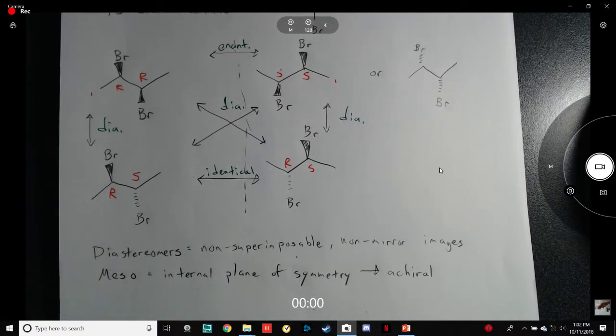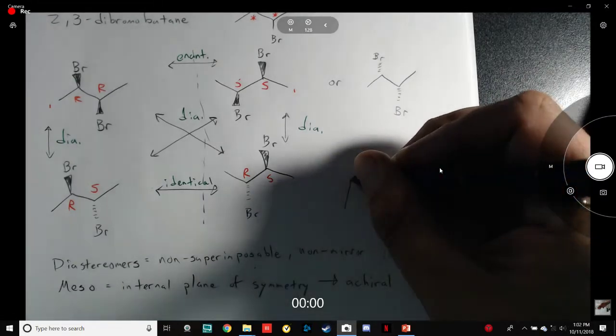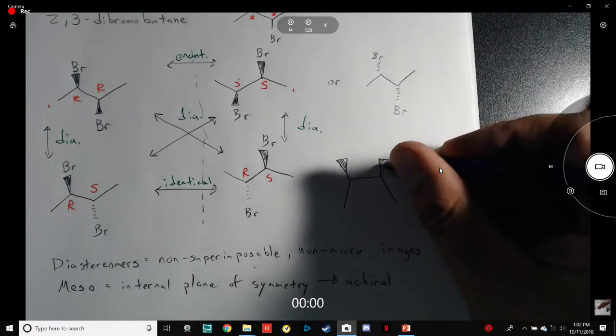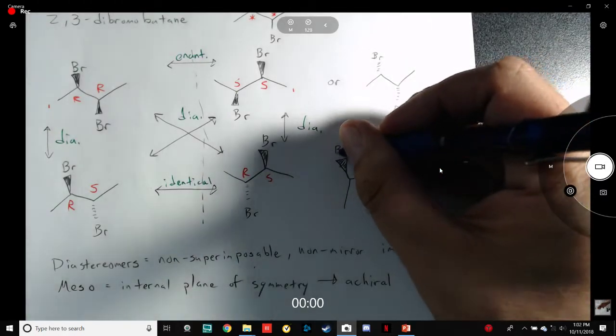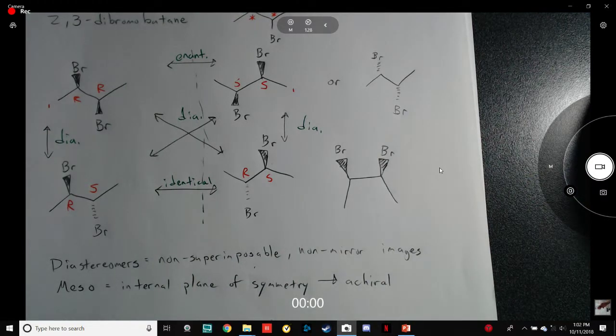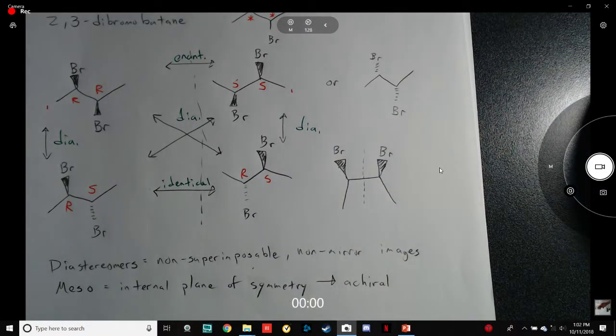So once again, just to reiterate, I want to go ahead and draw this out. If you actually rotate the bond like this, you can actually get the bromines to be eclipsed to each other. In that situation, the molecule has a plane of symmetry right down the middle. That is achiral.